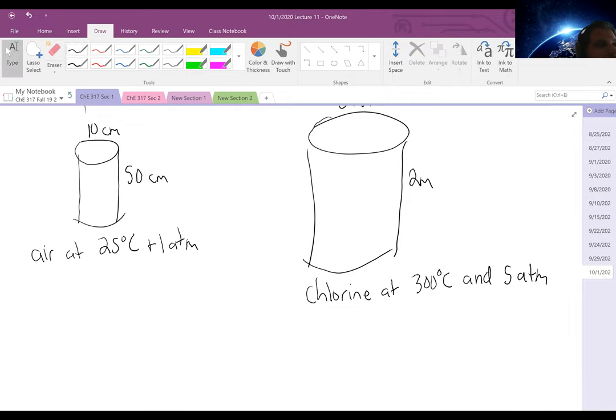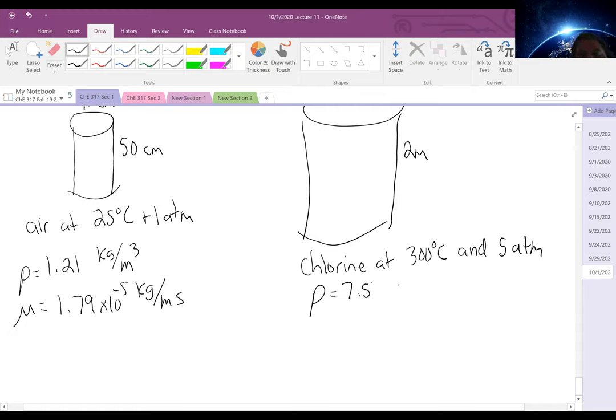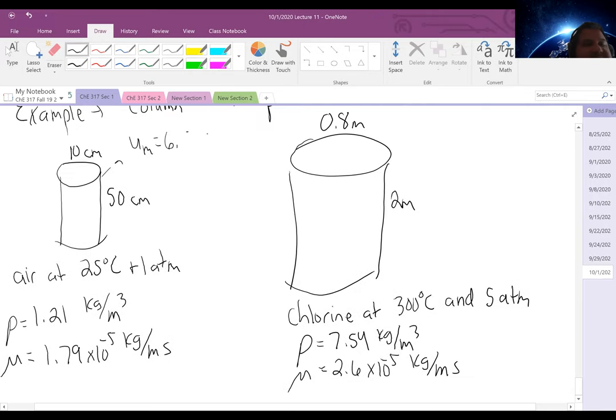So what I can tell you is that for this air system, the density is 1.21 kilograms per cubic meter, and the viscosity is approximately 1.79 times 10 to the minus fifth kilograms per meter second. And for chlorine, the density is approximately 7.54 kilograms per cubic meter with a viscosity of 2.6 times 10 to the minus fifth kilograms per meter second. And we said this fluidization velocity was 6.5 millimeters per second. And what we're looking for is UM using the same catalyst.